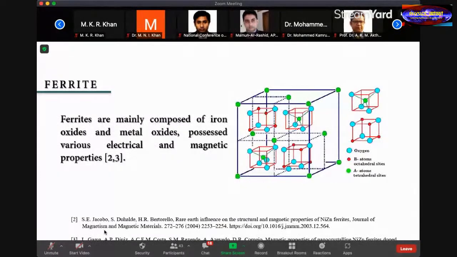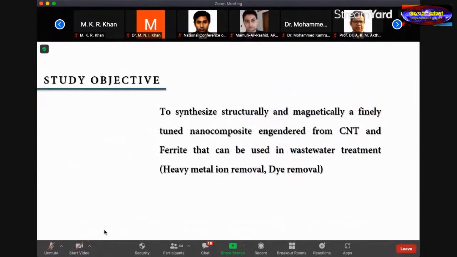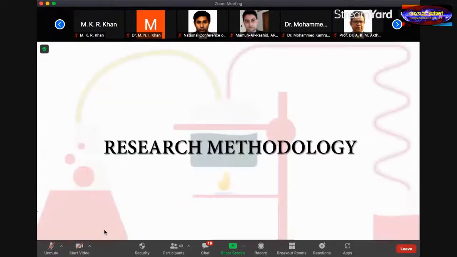On the other hand, another constituent of this study, ferrites, possess various electrical and magnetic properties. So the objective of our research was to synthesize structurally and magnetically finely tuned nanocomposite engendered from CNT and ferrite that can be used in wastewater treatment. So, turn on to the research methodology.